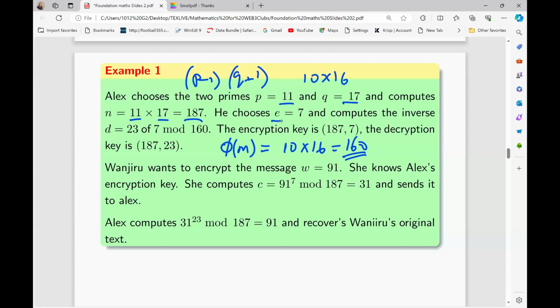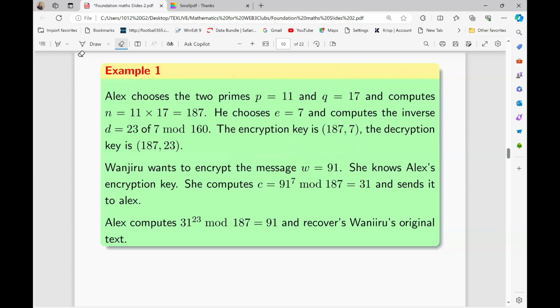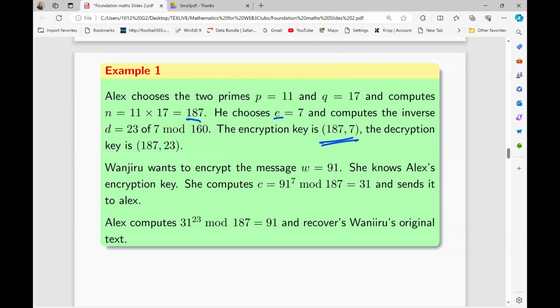So Alex would have gotten phi of n to be 160. Then Alex chooses a number, 7. Yes, chosen 7. So what are the public keys that Alex is supposed to announce? N is the product of those two. This one is supposed to be phi of n, not phi of m. So Alex, after finding this and choosing this, announces over media the encryption key.